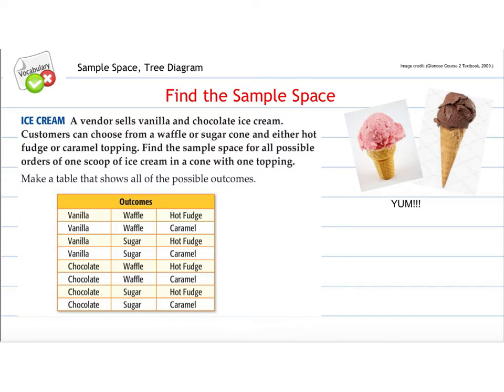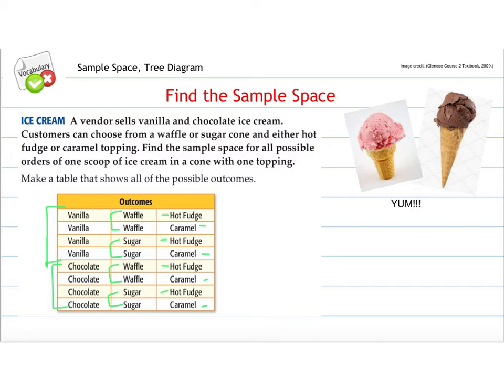So this is a table. It's a little different than what a tree diagram looks like, but it still shows all of the possible outcomes. If you look here, the first thing is that we are choosing either vanilla or chocolate ice cream. Then, depending on the type of ice cream, we are picking the cone. If we chose vanilla ice cream, we have the choice between a waffle cone or a sugar cone. If we chose chocolate, again, we can still pick either a waffle cone or a sugar cone. Then, depending on the type of ice cream and the type of cone, we could pick hot fudge or caramel for the topping.